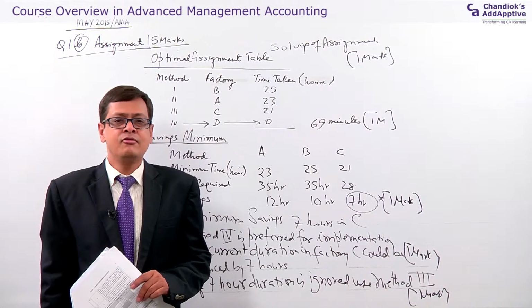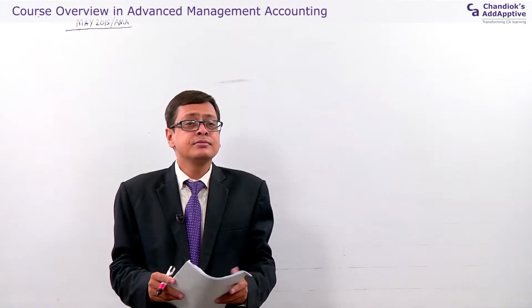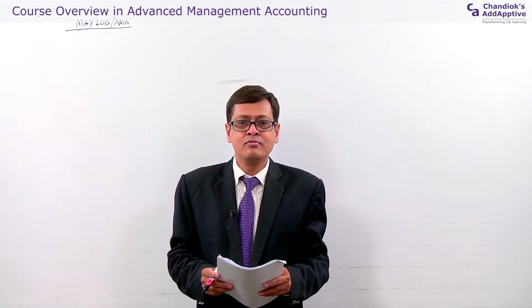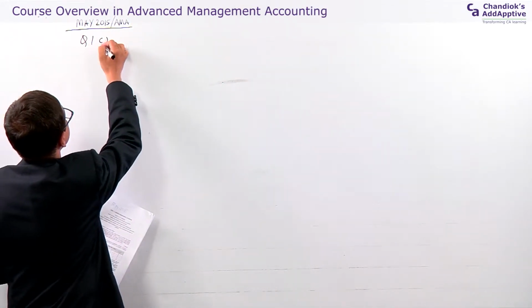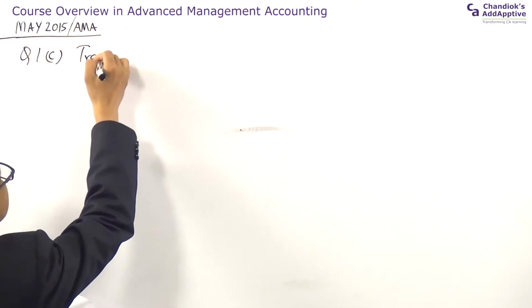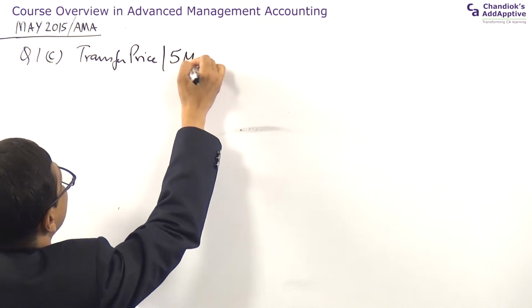Part C is again a 5-mark area. So friend, the next question is on transfer pricing. It is a 5 marks question. So this is question number 1C on transfer price, and this is for 5 marks.